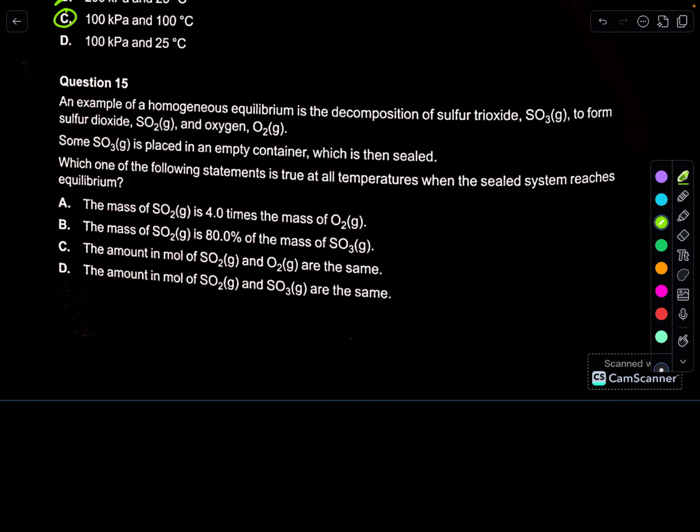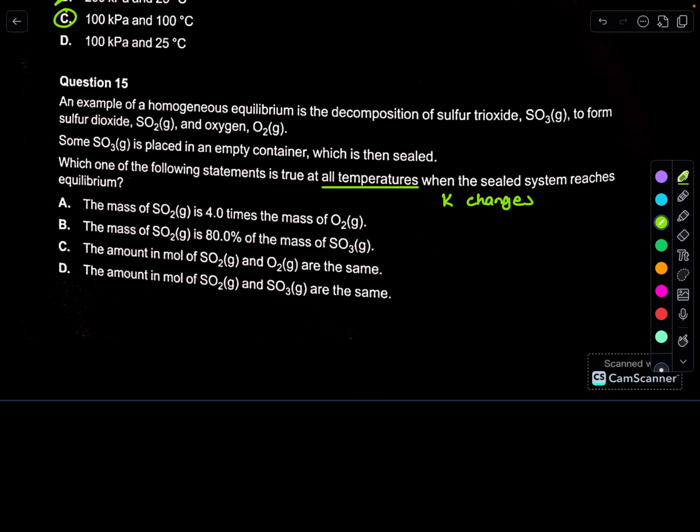An example of a homogeneous equilibrium is the decomposition of sulfur trioxide to form sulfur dioxide and oxygen gas. Some SO3 is placed in an empty container, which is then sealed. Which of the following statements is true at all temperatures when the sealed system reaches equilibrium? Be careful, all temperatures now. So the temperature is not kept constant, which means the K value changes. You remember your equilibrium constant changes.